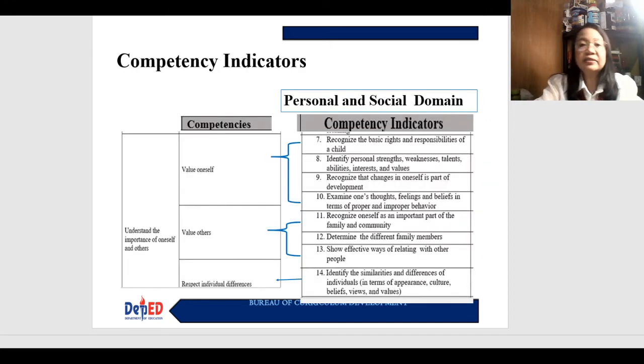Okay, next, we have another competency indicators. That's the competency for value oneself, and the competency indicator is to recognize the basic rights and responsibility of a child. Also, to identify personal strengths, weaknesses, talents, abilities, interests, and values. Okay, so next.